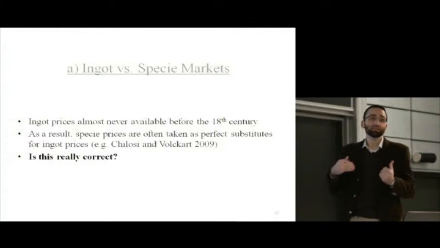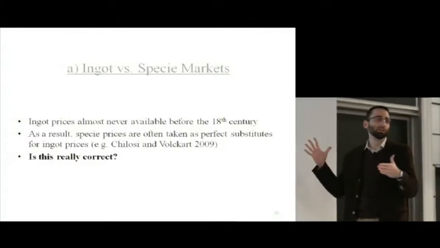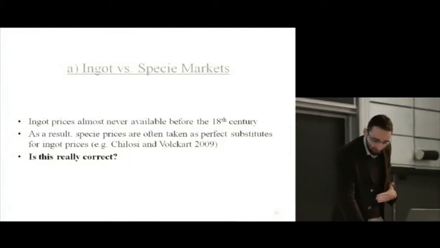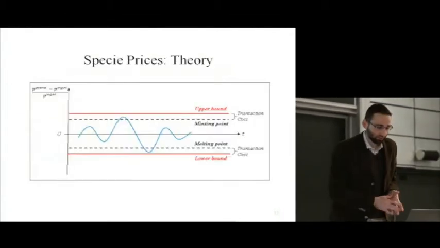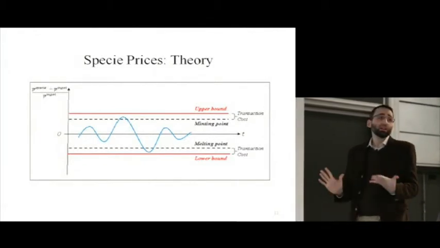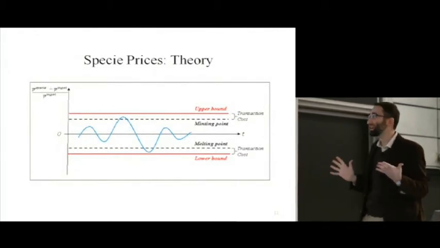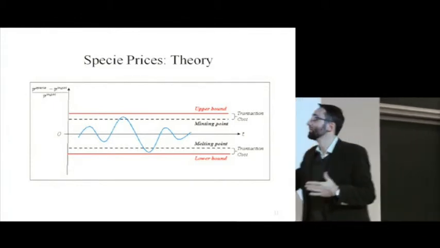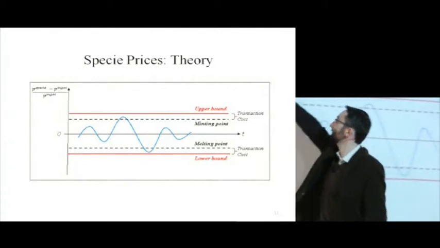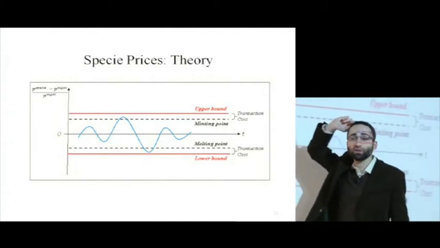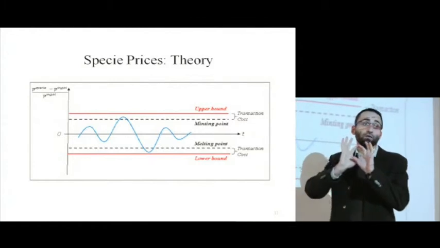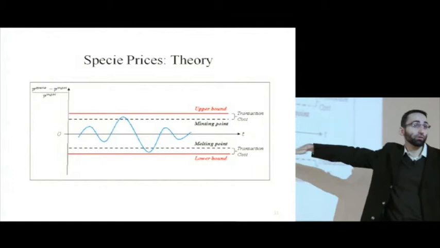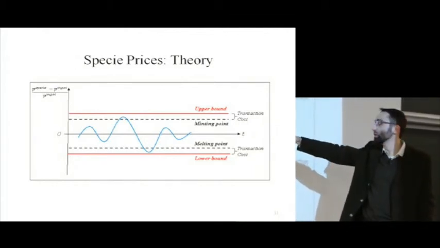And I guess that this was a very useful period, because this is a transition period where you have both ingot and specie prices quoted, so you can play a little bit with the two. So in theory, there is no great problem in taking them as substitutes, because, I mean, this is the percentage difference of the price of a coin with respect to the same content of bullion in ingot.